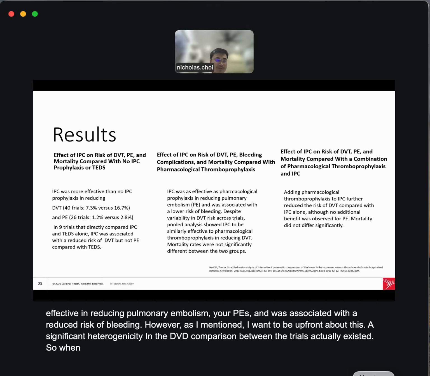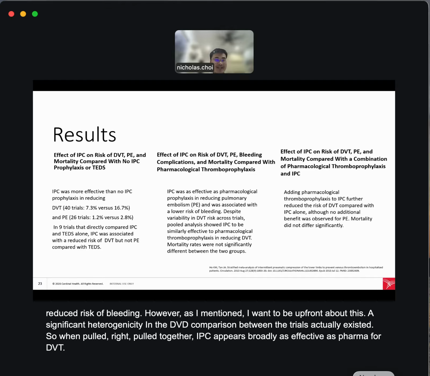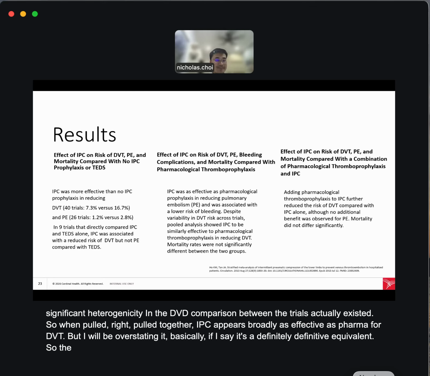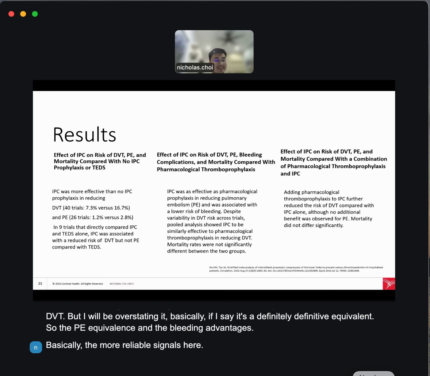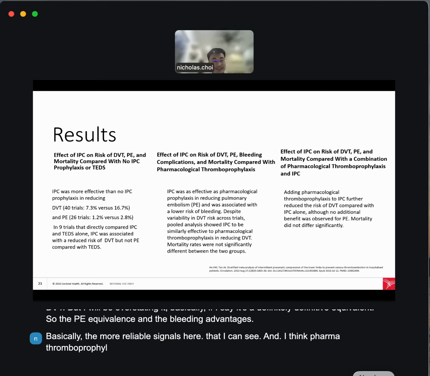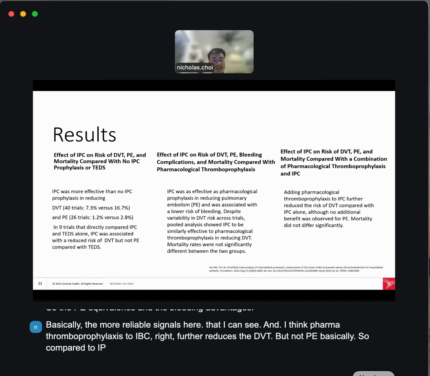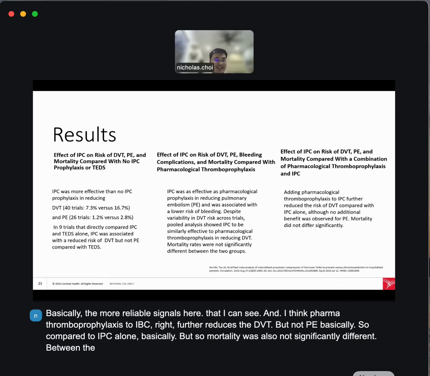So when pooled together, IPC appears broadly as effective as pharma for DVT, but I would be overstating it if I say it's a definitive equivalent. So the PE equivalence and the bleeding advantages are the more reliable signals here that I can see. And adding pharma thromboprophylaxis to IPC further reduces the DVT, but not PE, compared to IPC alone. Mortality was also not significantly different between the groups in any comparison.